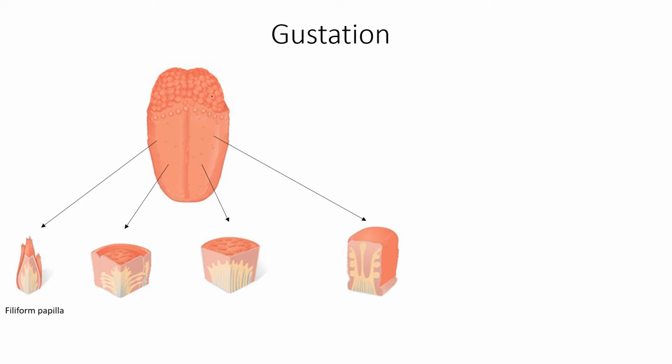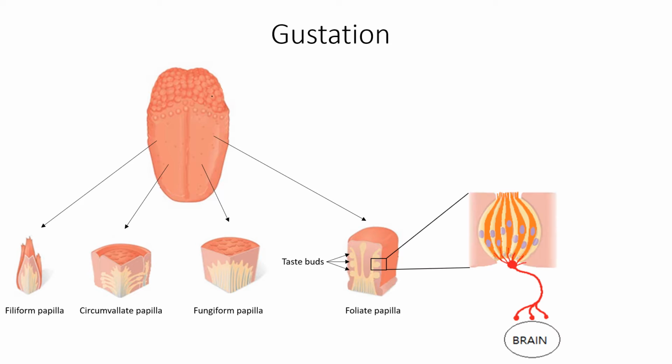Filiform papillae are responsible for sensing texture and touch of what you put into your mouth, whereas circumvallate papillae, fungiform papillae, and foliate papillae are responsible for sensing taste as they contain taste buds. Taste buds in turn contain gustatory receptor cells. These cells are sensitive to the chemicals in the food and fluid and stimulate release of neurotransmitter, which triggers action potential in the sensory neurons.